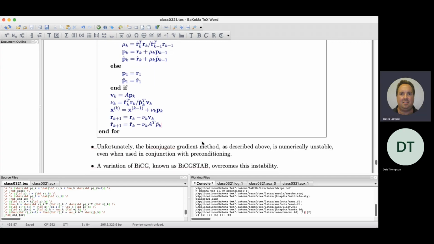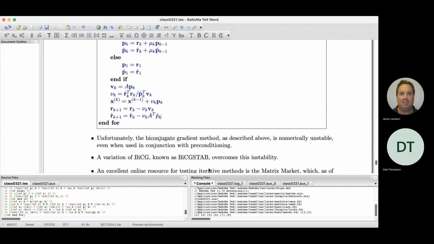But this algorithm that I've shown you is numerically unstable. You can use preconditioning with it, like you can with conjugate gradient, but it's still numerically unstable. So fortunately, the algorithm has been modified to obtain what's called BiCGStab, which deals with the numerical instability.